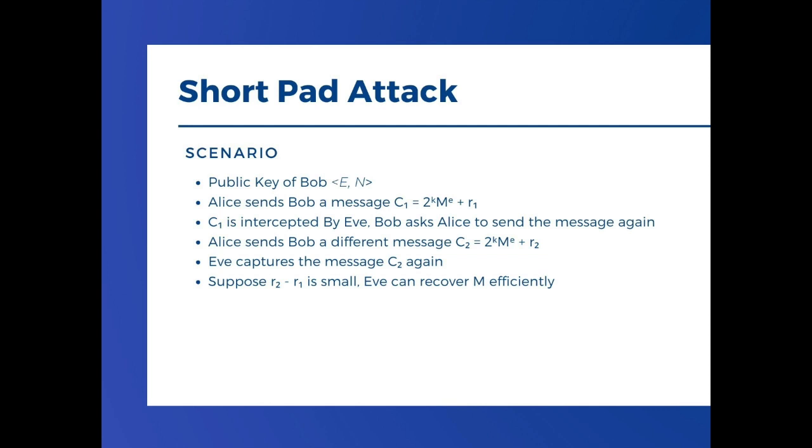However, this message is somehow intercepted by Eve. And since Bob didn't receive the message, he asks Alice to send the message again. This time, the message M is padded with R2, producing an encrypted message C2 equal to 2 to the k times M plus R2. Now Eve captured this message again, and she can recover the plaintext efficiently.